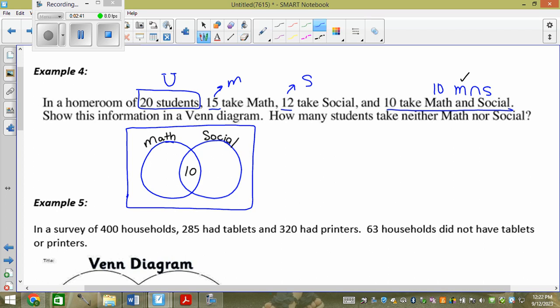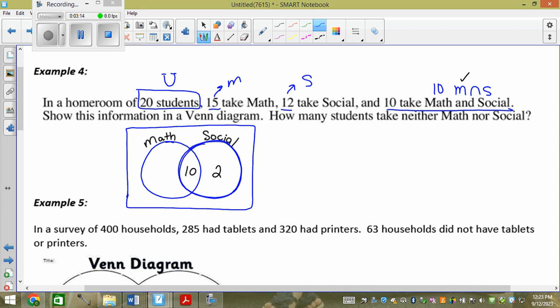If they said 12 were in social only, if they have the word only, or social but not math, that's social only, then I would put a 12 in that spot, correct? But it says 12 are in social. Social is this circle. There are 12 in it. Currently there are already 10. So how many are in social only? 2. Now how many are in social? 12. And what do they say are in social? 12. We're in a good spot, right?